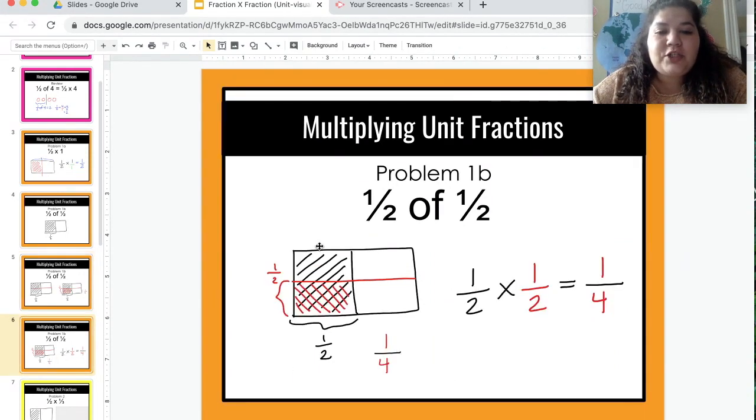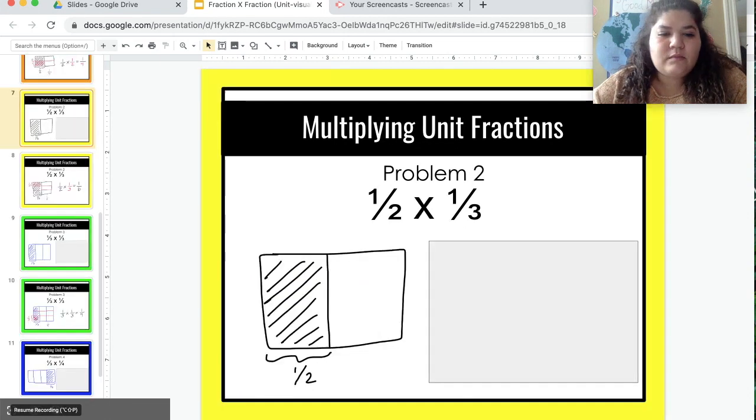Numerically, same picture. If I do 1/2 times 1/2, you can see that basically we ended up multiplying the numerators. 1 times 1 is 1. And then we multiplied the denominators and got 4. So right now we're focusing on doing both visually and numerically.